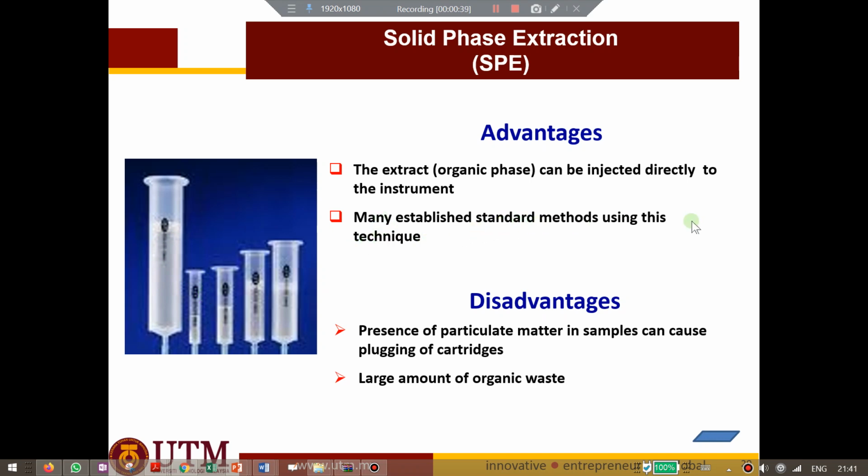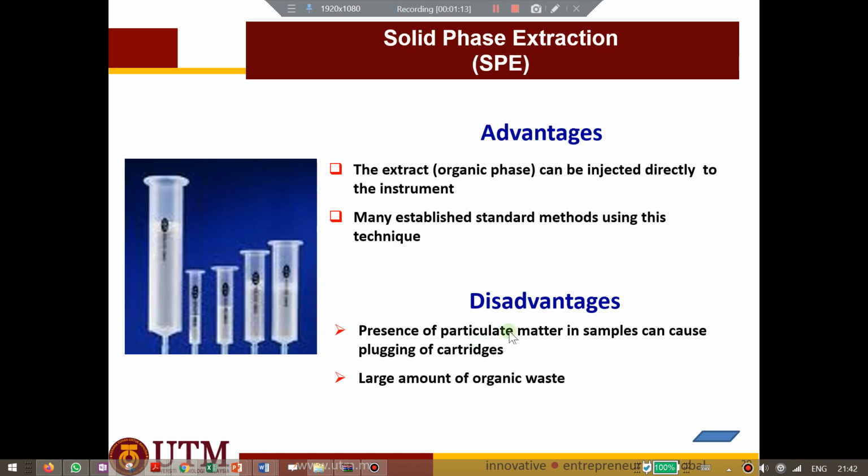Many established standard methods today use this technique. The disadvantage: presence of particulate matter in samples can cause plugging of the cartridge. Because we use very small particles over here, the problem is if you have suspended solids in your sample, your particles can clog. Okay, that is the problem.